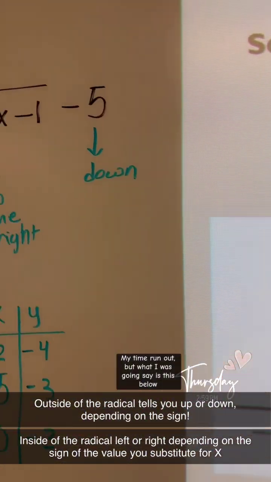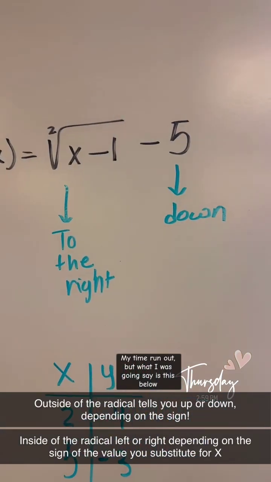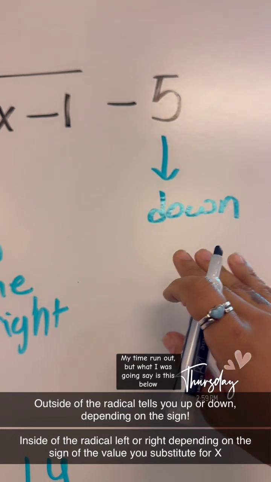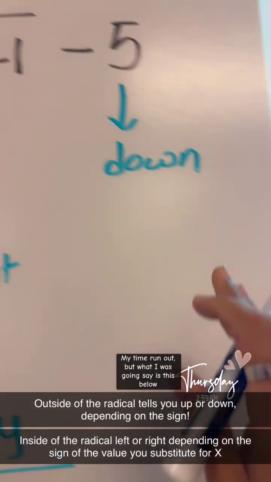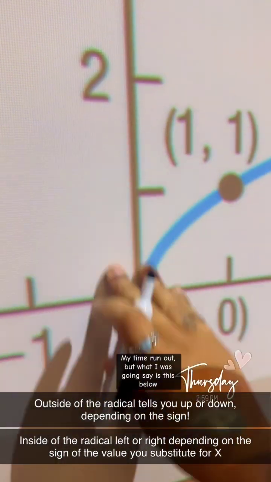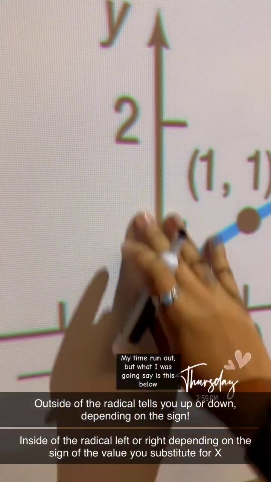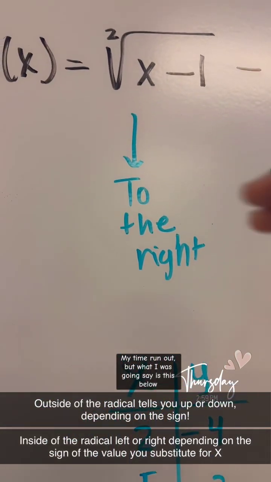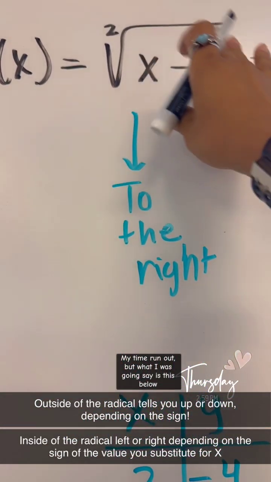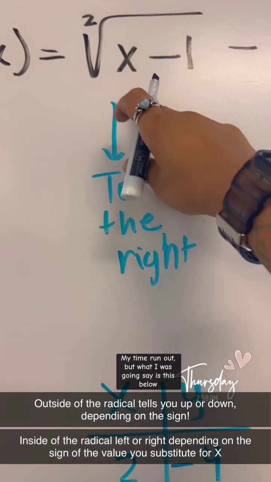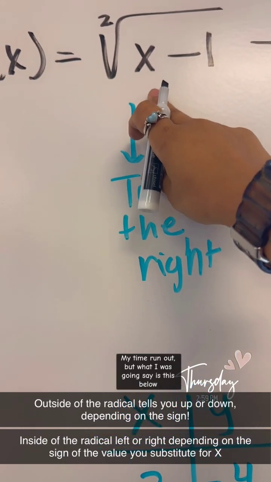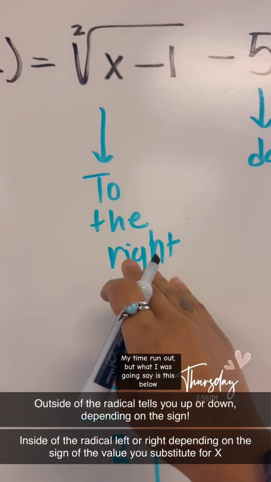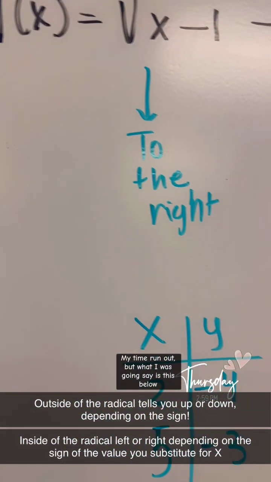So if you are given this and you are asked to graph this, the -5 tells me I'm going to go down 5 units from here. Vertical shift, my apologies, vertical shift, right? Down 5 units, okay? What do I substitute for x to make the inside of the radical 0? A positive 1. So 1 minus 1. A positive 1 will tell me to go to the right. So I'm going to go 1 unit to the right, okay?